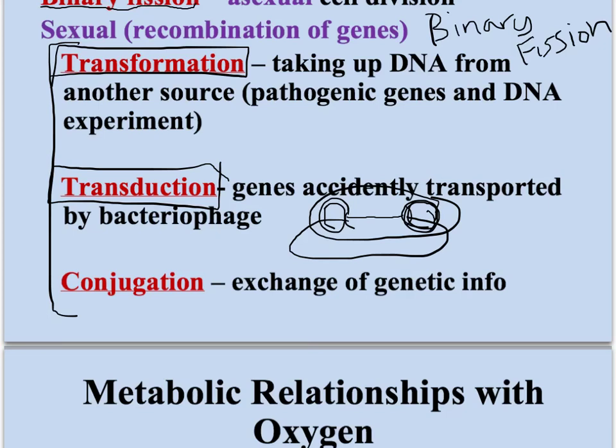So conjugation, this is actual bacteria sex. One bacterium has a sex organ called sex pili, and it attaches to this bacterium, and then they transfer genes. A bacterial cell can only do conjugation if it has the F factor. I don't even know if you need to know F factor, but that's a component of conjugation.